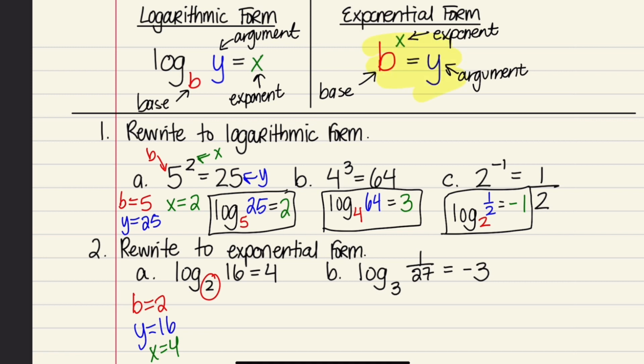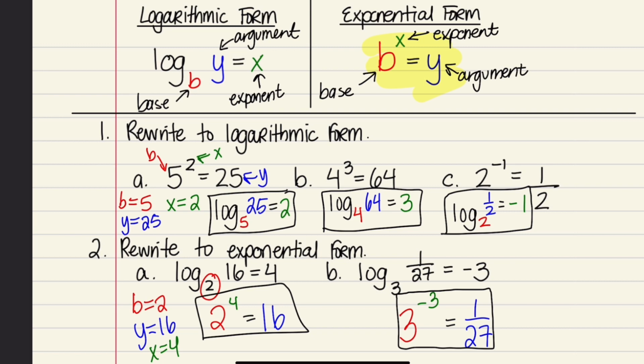Let's do that now. Our b is 2, raised to the x is 4, equals y, our argument of 16. Which is a true mathematical statement. 2 to the 4th is 16. And there you have it. We've written it in exponential form. Try to do part B.